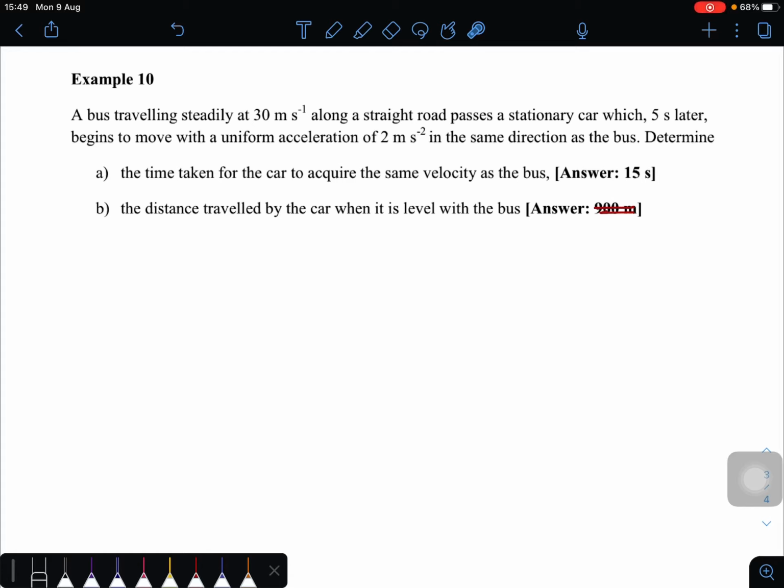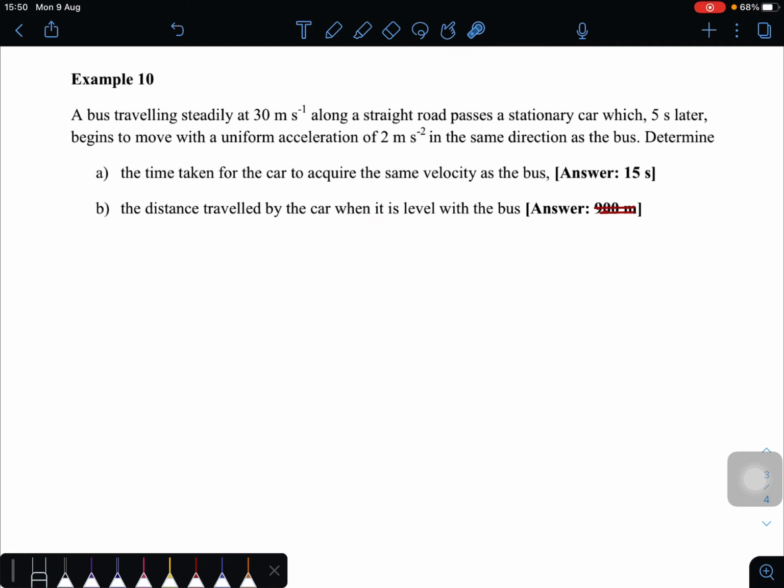Now let's look at example 10. A bus traveling steadily at 30 meters per second along a straight road passes a stationary car which 5 seconds later begins to move with a uniform acceleration of 2 meters per second square in the same direction as the bus. Determine A. The time taken for the car to acquire the same velocity as the bus, and B. The distance traveled by the car when it is level with the bus.